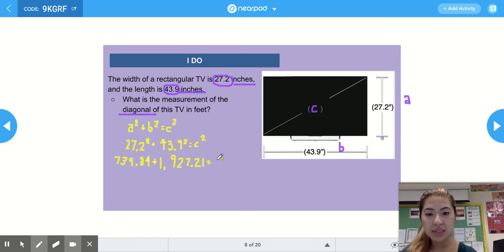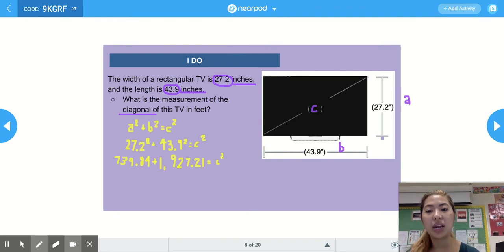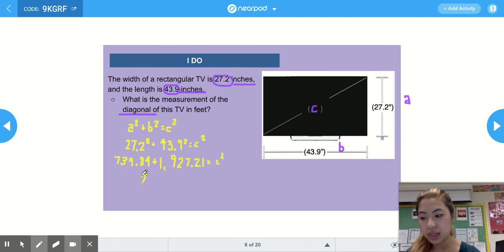Now I have to add together these numbers. So when I add together 739.84 plus 1,927.21, I get 2,667.05 is equal to c squared.